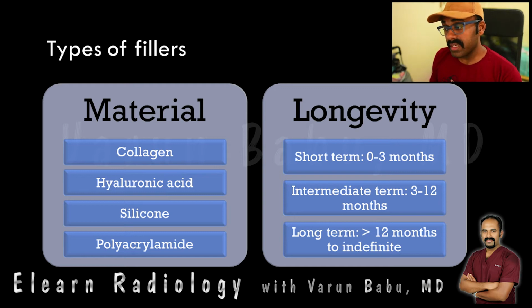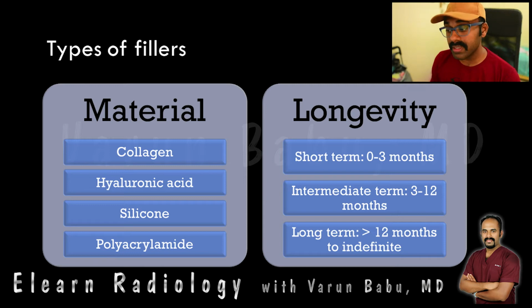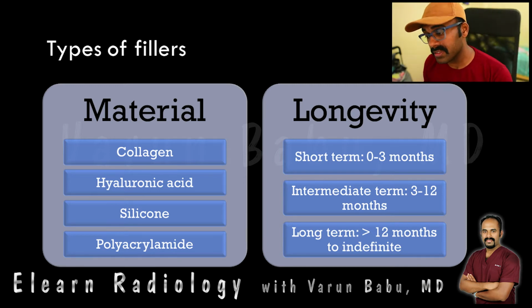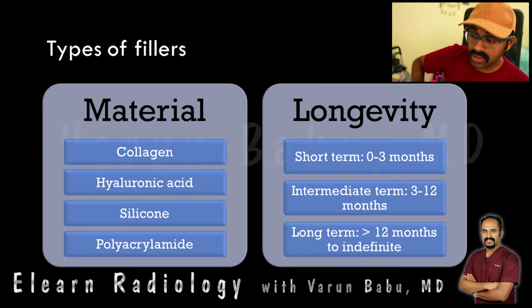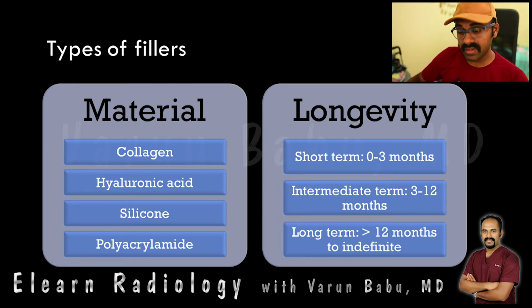Fillers can be classified based on the type of material that is used and the duration for which they have been administered. Materials can be collagen, hyaluronic acid, silicone, polyacrylamide. Based on the duration for which we need the fillers, they are classified as short term when they last anywhere between 0 to 3 months, intermediate term when it is between 3 to 12 months, and long term when it is beyond 12 months to an indefinite period. Collagen tends to be a short term one, hyaluronic acid fits into 3 to 12 months, silicone and polyacrylamide are usually long term fillers.